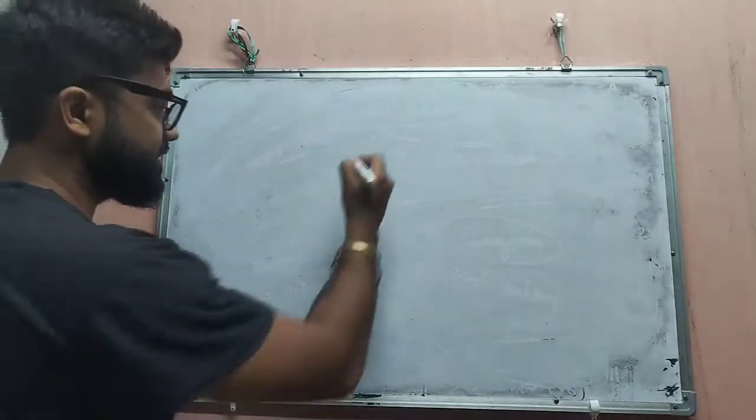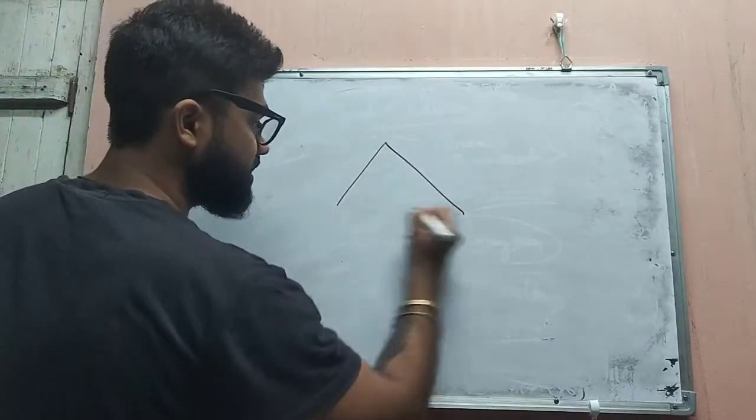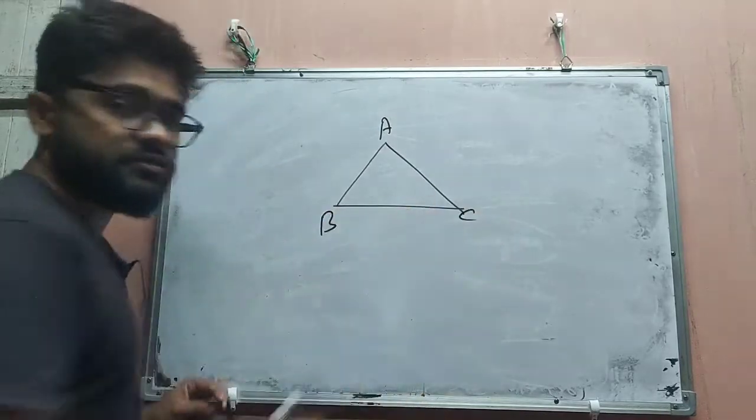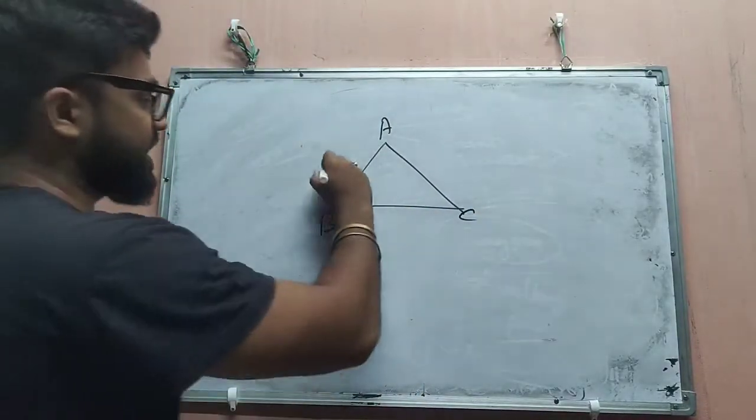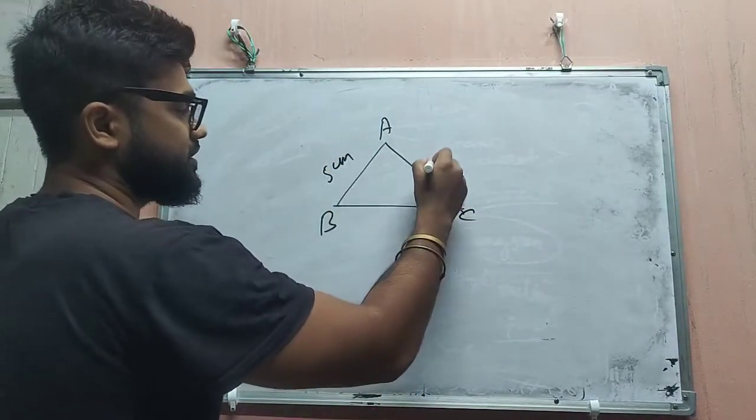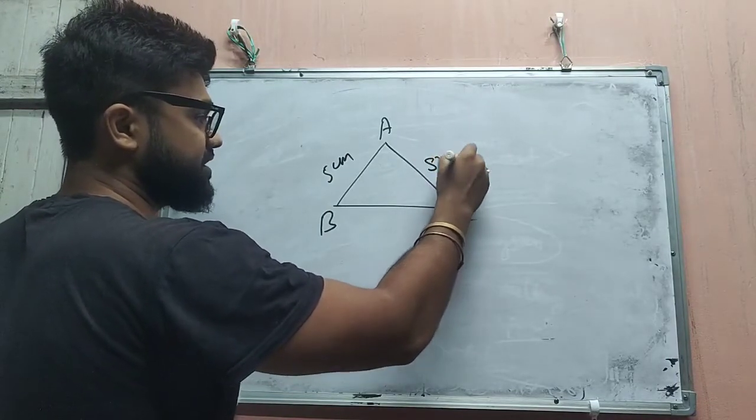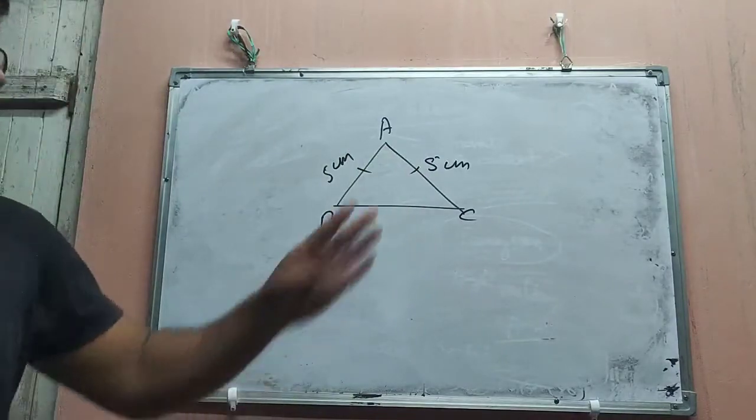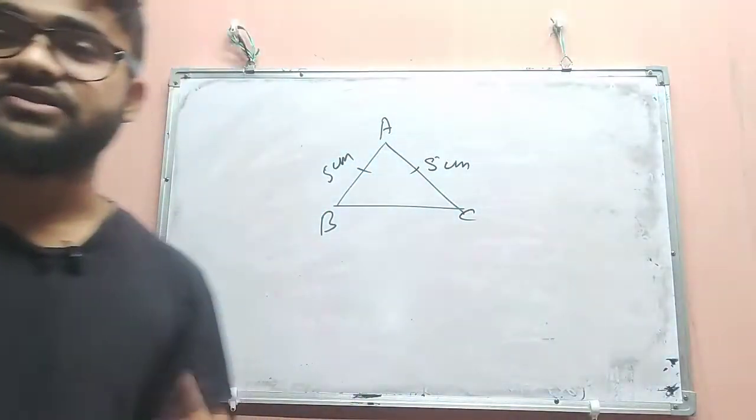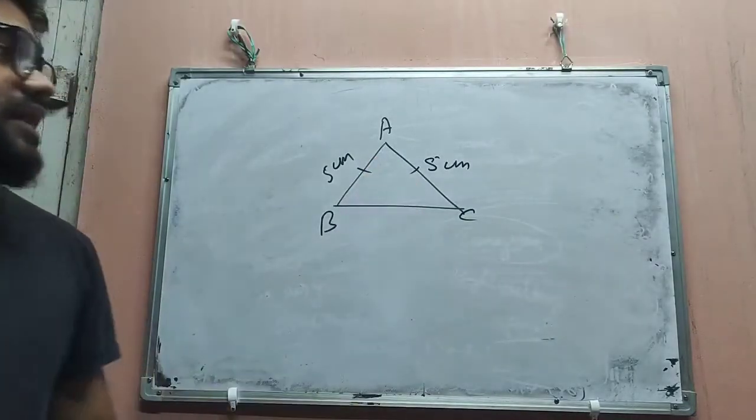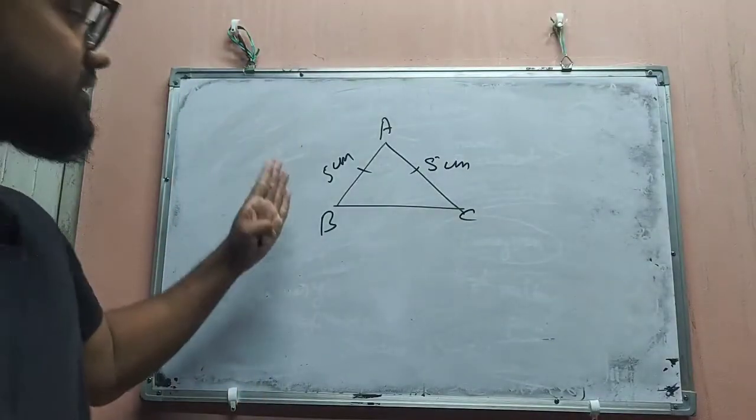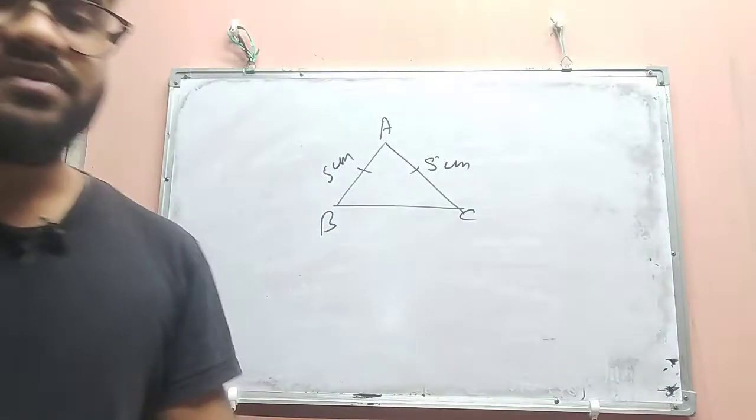Say we have a triangle ABC. Suppose AB is given as 5 centimeters and AC is also 5 centimeters. Then these two sides are equal, right? Then this triangle ABC is said to be an isosceles triangle because it has two equal sides. Now, related to that triangle, the first theorem is what?